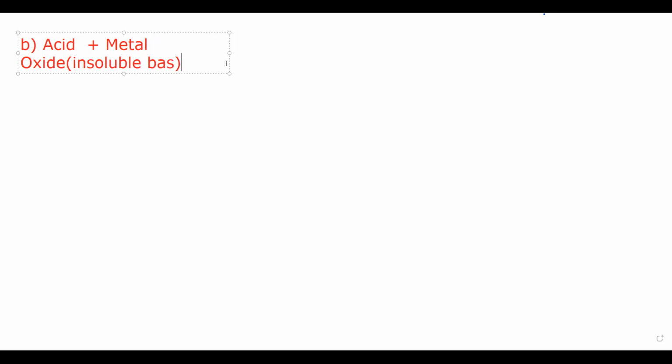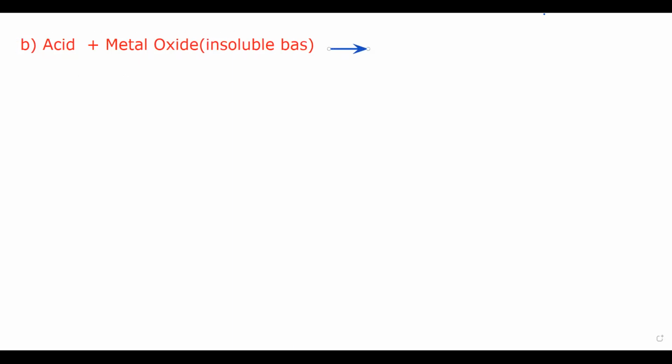So when acid is reacting with metal oxide, or what we also call an insoluble base, what will be the result? This will form salt plus water. So whenever acid plus metal oxide, which is also known as insoluble base, the result will be salt and water. And the name of the salt: the first name comes from the metal oxide and the second name comes from the acid.